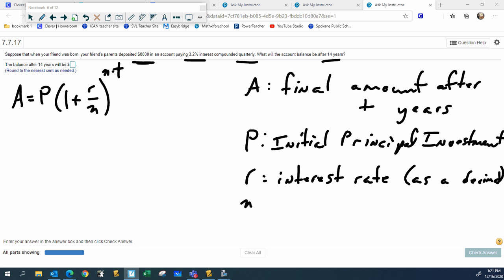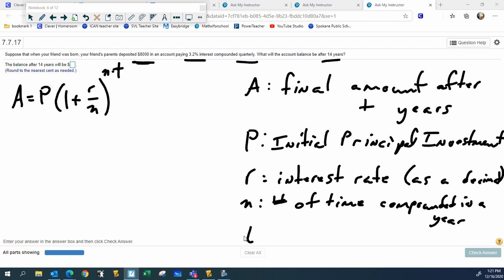And n is the number of times compounded in a year. And t is the number of years the money is invested. So really, we just plug in numbers. So we want to find a final amount.